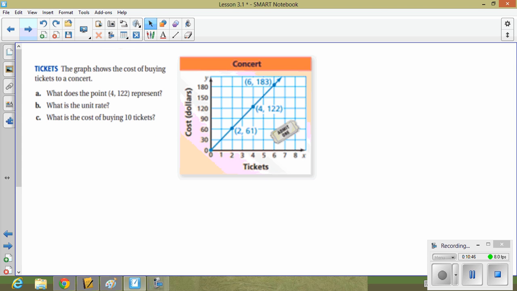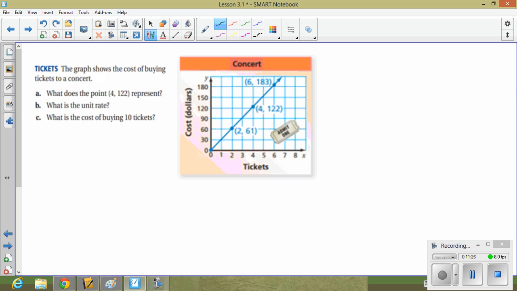Right, the graph shows the cost of buying tickets to a concert. I'm sorry, it is a little blurry. It's not your computer. So the bottom, the x-axis, shows us the number of tickets we are buying. And the y-axis shows us the cost in dollars. So when I take a look at this first coordinate, 2, 61, that means 2 tickets cost me $61. So 4 tickets cost me $122. And 6 tickets cost me $183. So question A, what does 4 tickets cost? 4 tickets cost $122.